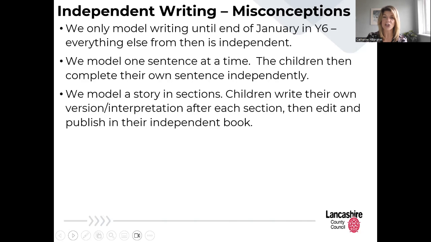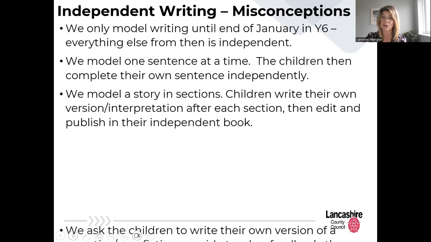We model a story in sections. Children write their own version after each section, then edit and publish in their independent book. So again, we need to be very careful with this one. It's blurring the lines a little bit. So the story has been modelled, which was the good practice that I've just exemplified in terms of that modelled write, and the children write their own section. That's fine. But then the children take the same piece of writing, so the same modelled write, and edit and publish it in their independent book. So that's not true independent writing, is it? Because that's the piece that the children have seen modelled.